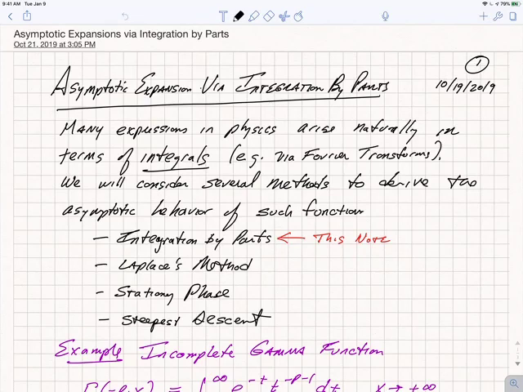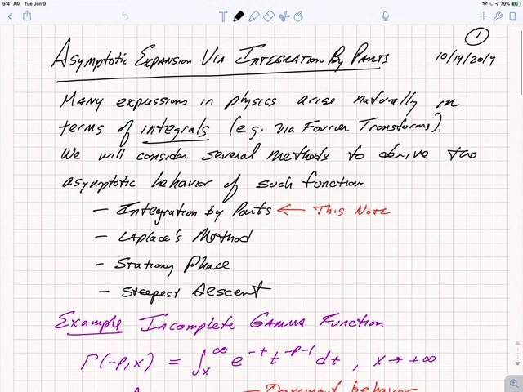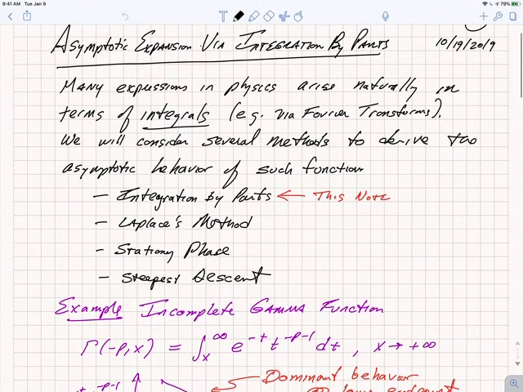Hi class. I wanted to continue our discussion of asymptotic expansions with a simple example of how to obtain the asymptotic expansion for a function given by an integral expression. We're going to eventually talk about 4 different methods for this. The first is what we're talking about here, a very simple method based on integration by parts.